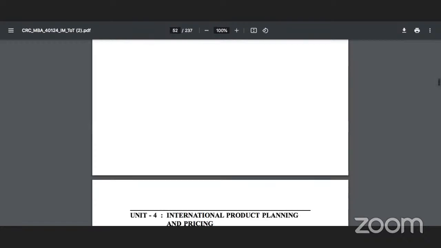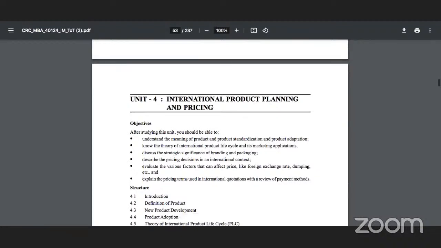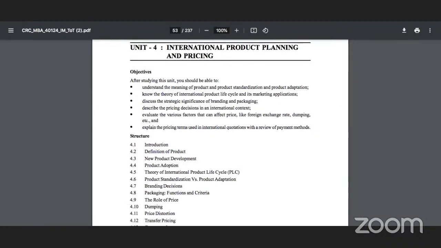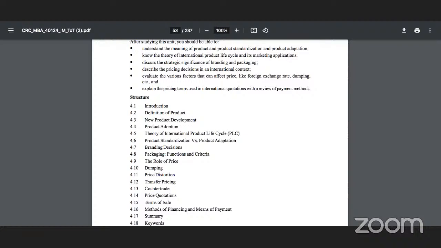So let's move to Unit 4, that is international product planning and pricing. So what are the objectives? To understand the meaning of product and product standardization and adaptation. We're also going to focus on the international product life cycle and marketing applications. We'll discuss the strategic significance of branding and packaging and describe the pricing decisions in an international context. We'll also be talking in terms of price and how it is affected by factors like foreign exchange rate, dumping, etc. And finally, we'll be looking at the pricing terms used in international quotations and also the various payment methods.